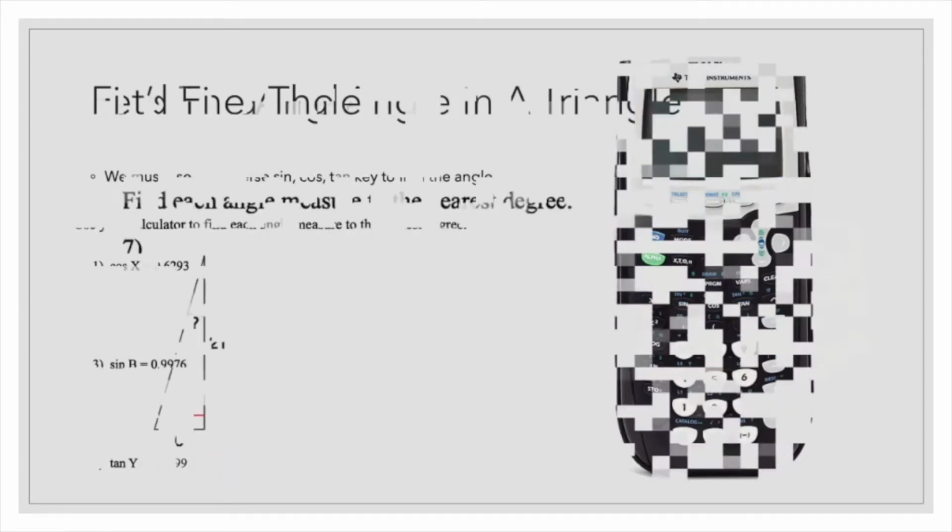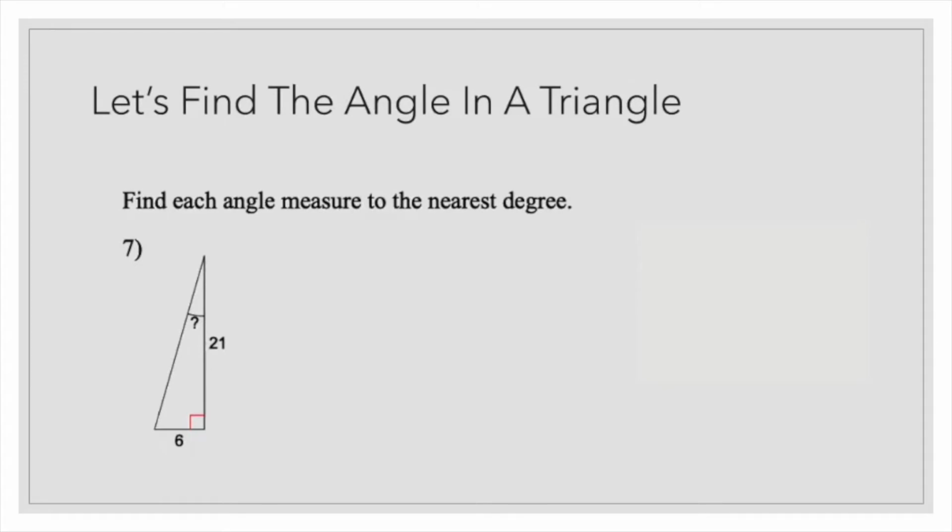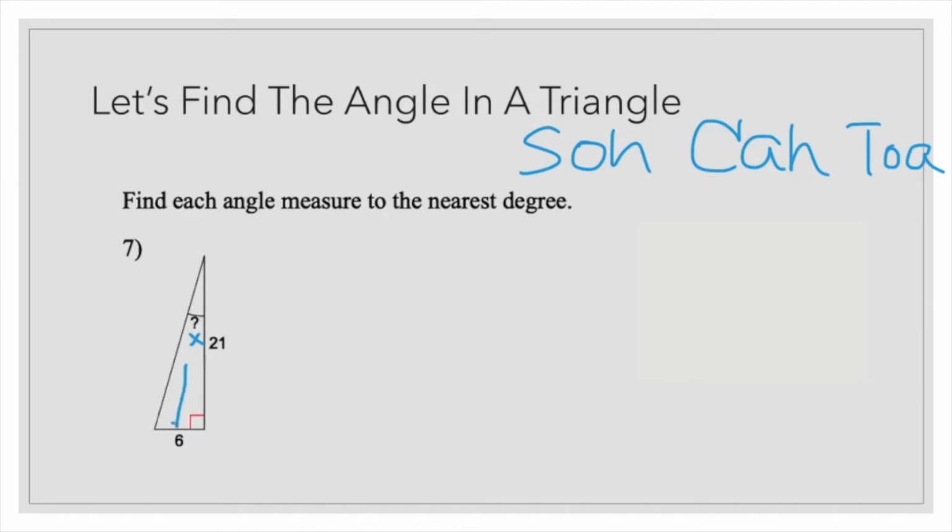Let's move on. Now we're going to find the angle, and we're going to use the calculator in the same way, but we have to figure out which one we're going to use: sine, cosine, or tangent. Remember, sine, cosine, and tangent use SOHCAHTOA. All right, so we're looking for this angle right there. I'm going to call it X. We know that we have the opposite, and we have the adjacent. And opposite over adjacent, that's the TOA, is tangent. So we're going to use tangent.